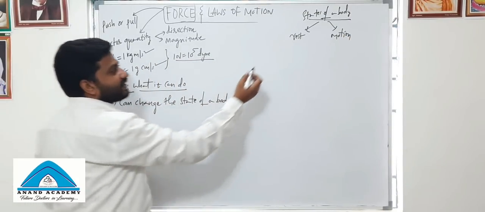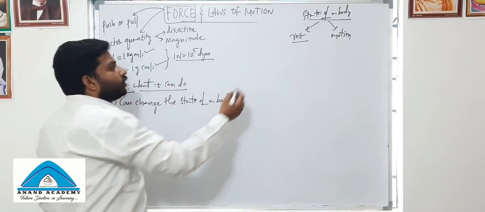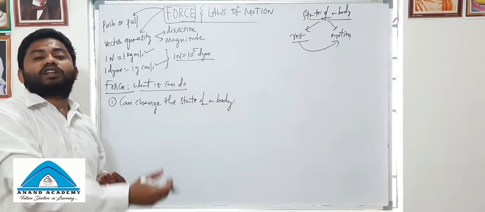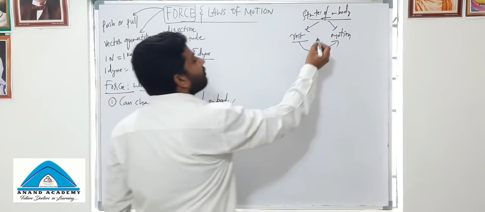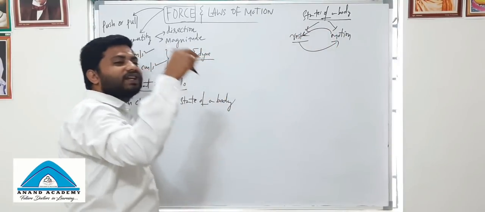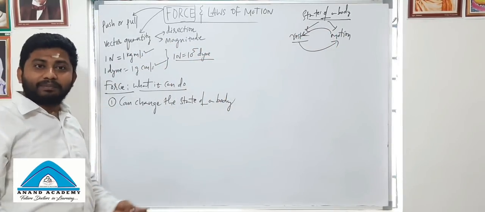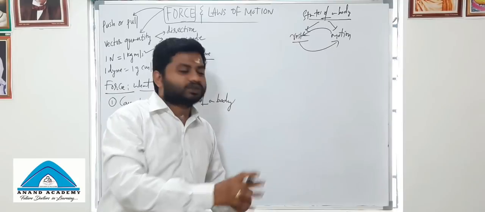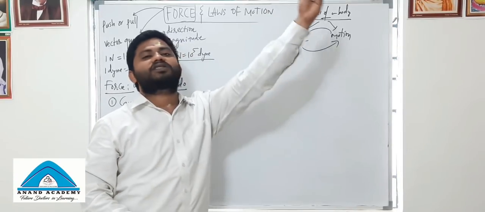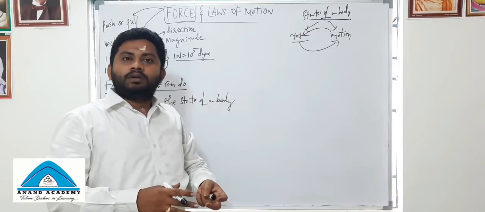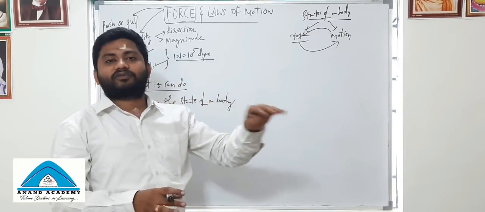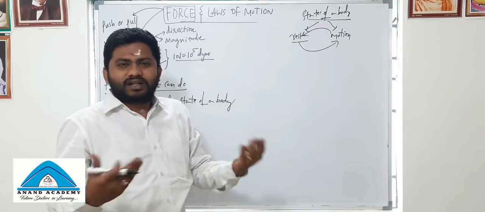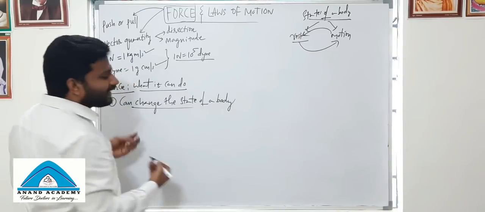For example, when the body is in the state of rest, by applying force, you can make the body go to the state of motion. When the body is already in the state of motion, by applying force, you can make the body come to the state of rest. Alright? So many examples are there. Imagine there is a ball which is at rest. By applying your kicking force, the body will change its state from rest to motion. Imagine you're moving in a car, already in the state of motion. By applying braking force, you can bring the body to rest. So that's called the force can change the state of a body.